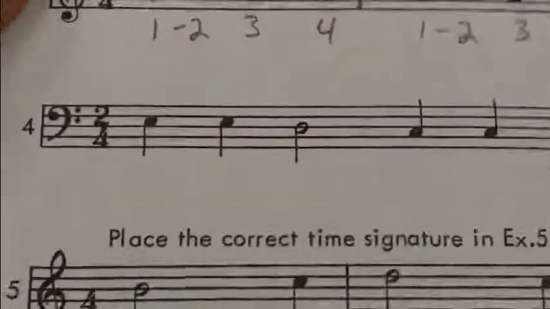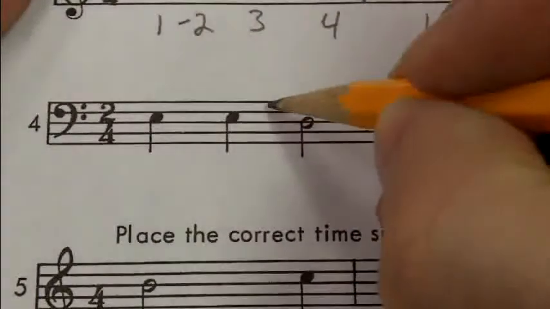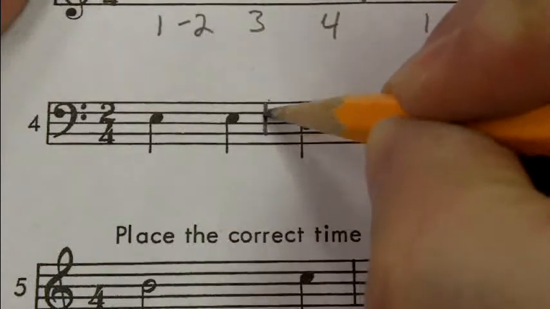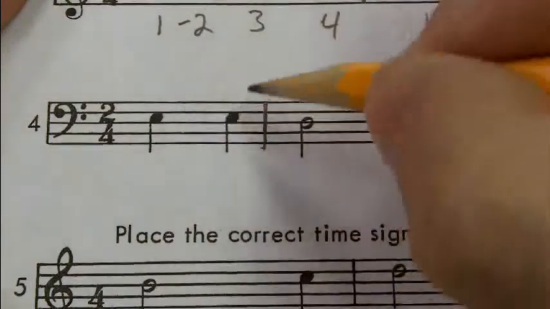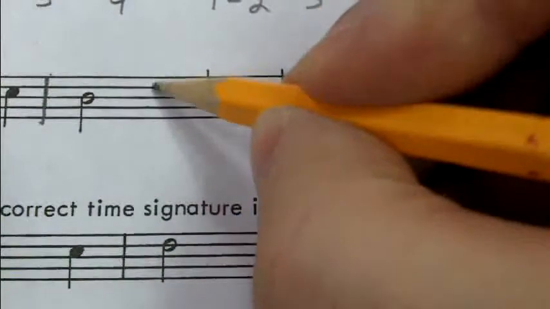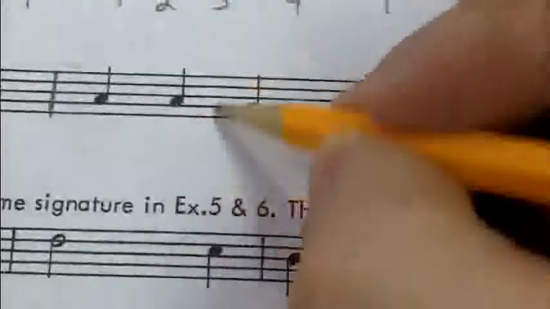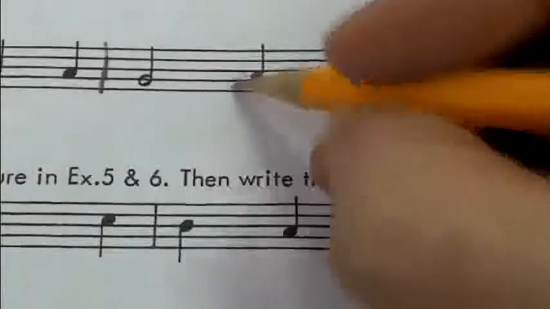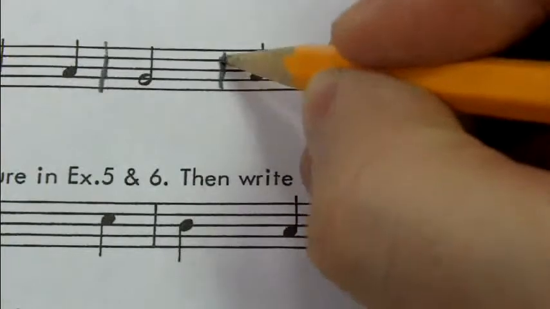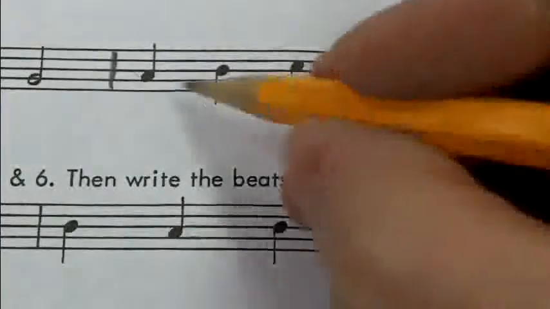Alright, and then 2/4. We have to do the same thing here. These measures will only have 2 beats in them. So there's 1 and 2. This, of course, takes 2. 1 and 2. And then 1 and 2. And 1 and 2.